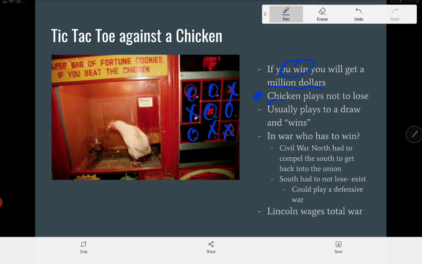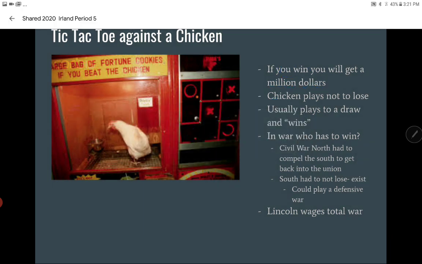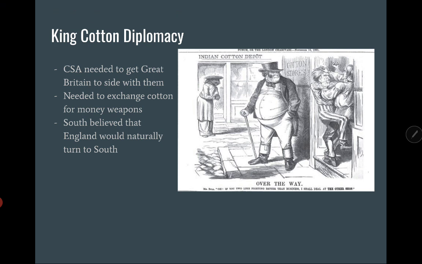Lincoln had to wage a total war. Lincoln had to compel the South to get back into the Union. I am going to make your life so terrible that you wish you were back in the Union. This is the tactic he chooses. And so with this total war tactic, Lincoln decides that this is how he's going to get the Union back together, and it is a lot.